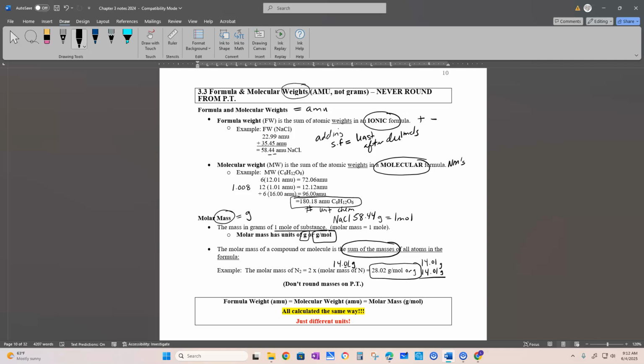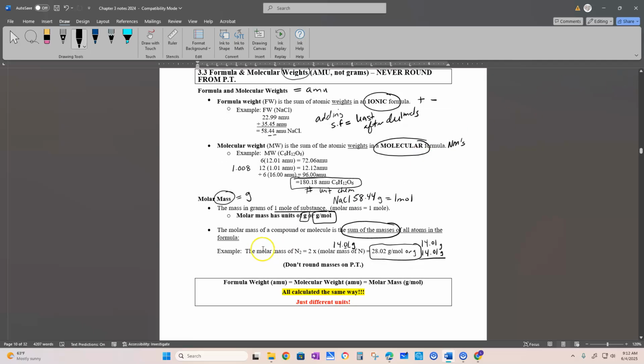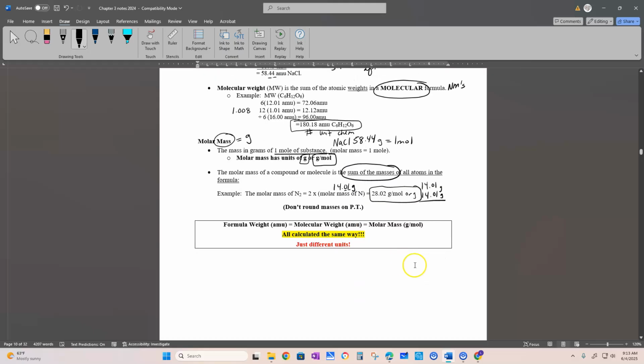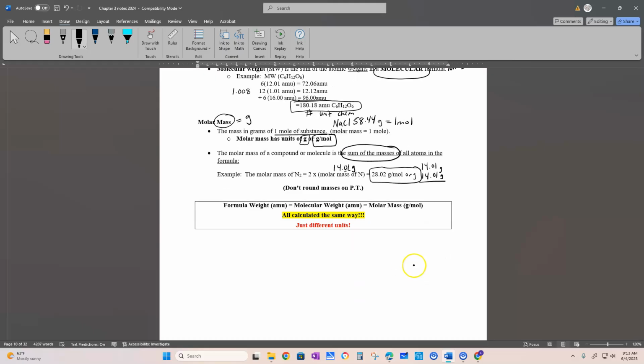So reminder, ladies and gentlemen, do not round any numbers on the periodic table. We should be properly using the actual mass of hydrogen that's listed on the periodic table. AP likes to edit the number for hydrogen. Either one is fine with me, but we're going to try to start using that 1.008 since now it is listed that way on our new periodic table. So one more time before we get to the next category, formula weight, molecular weight, molar mass, they're all calculated the same way. We just use different units, okay?